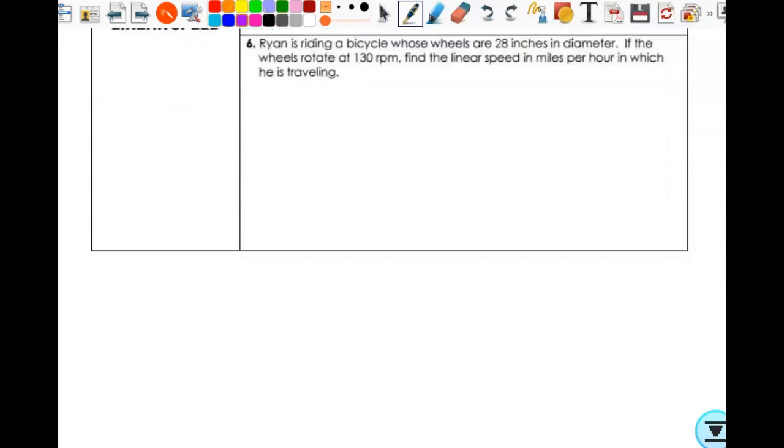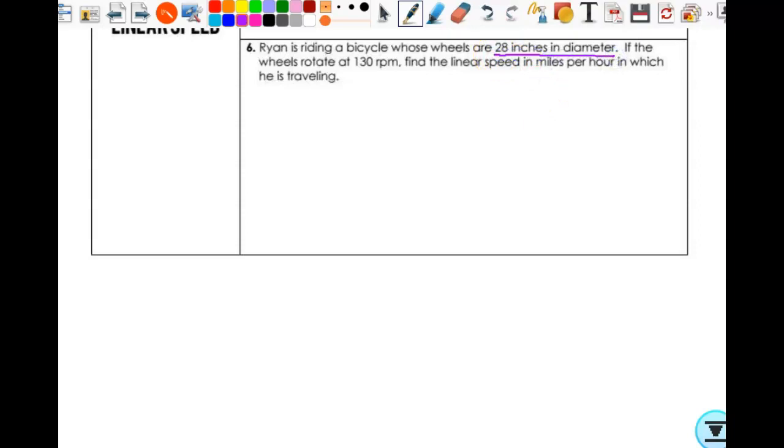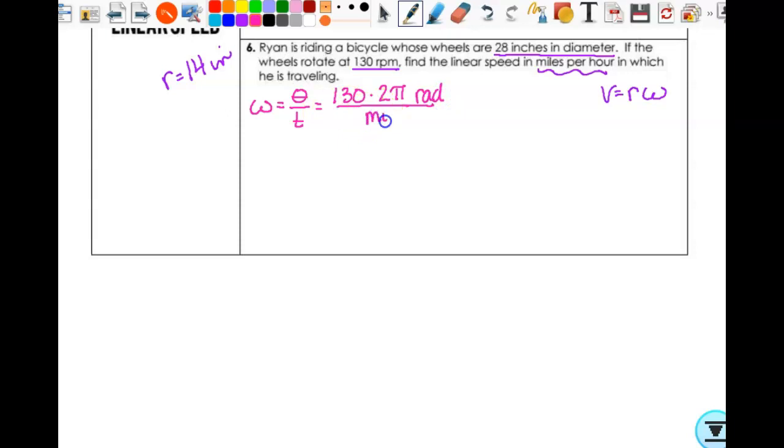This says, Ryan is riding a bicycle whose wheels are 28 inches in diameter. So again, this flat out says diameter, but even if it didn't, we would have to know that, right? So our radius is 14 inches. If the wheels rotate at 130 RPM, find the linear speed in miles per hour in which he is traveling. So we're going to use V equals R omega. So we're going to find omega first. Omega is equal to theta over T. So we find theta by the number of revolutions, 130 times 2 pi, and that would be radians, and this time would be 1 minute. Right? So this gives me 260 pi radians for every 1 minute. And I'm just going to leave it like this because we're about to use it again.